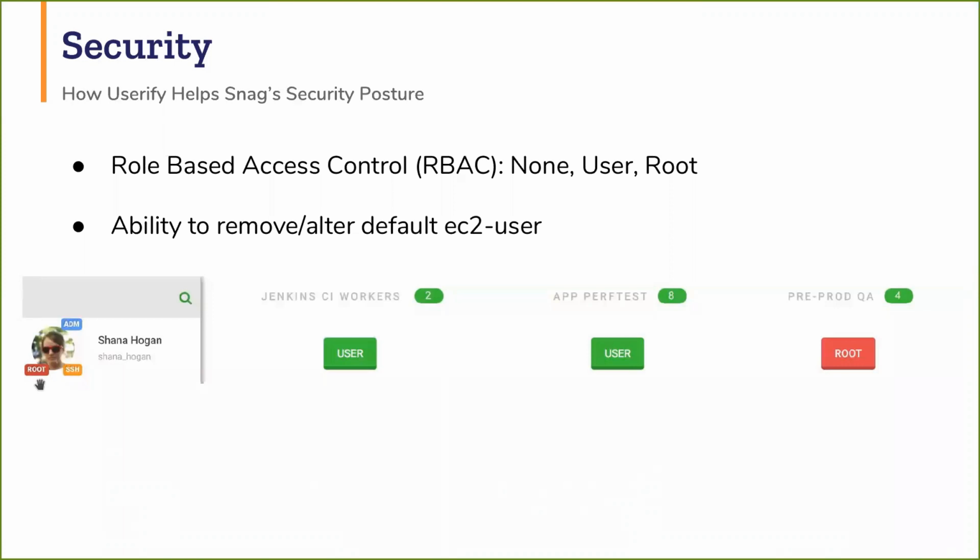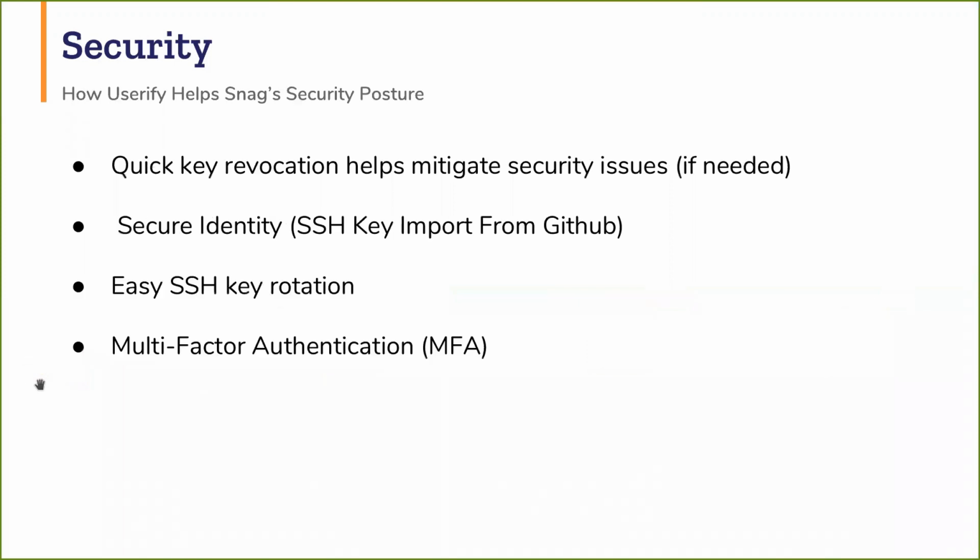Next slide, please. So just to recap some of the security items, quick key revocation helps mitigate some security issues if needed. And once again, as Jamieson talked about before, the shim, basically the agent that Userify has on the EC2 host, is so quick that if you have some security issues, changes can quickly propagate and update and lock things down.